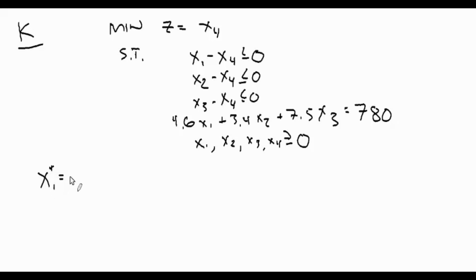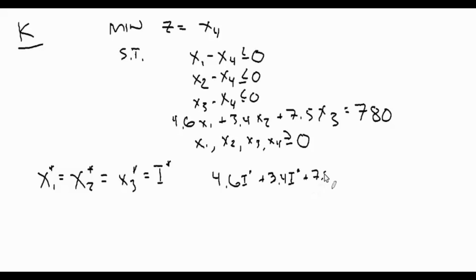So with that sort of arm-waving argument, we can say that x1 star is equal to x2 star is equal to x3 star is equal to what we'll call I star. One value. And we'll substitute I star into this moment equilibrium condition, so we get 4.6 I star plus 3.4 I star plus 7.5 I star is equal to 780.